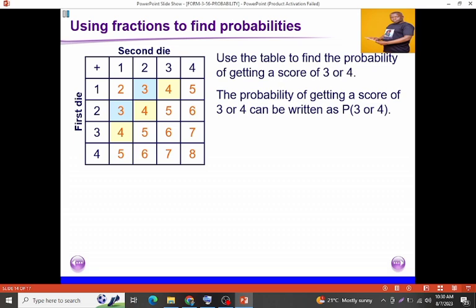Using fractions to find probabilities. Suppose we have this as our sample space. Use the table to find the probability of getting a score of 3 or 4.